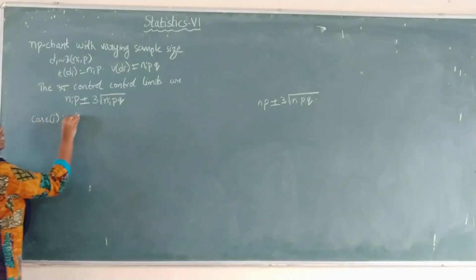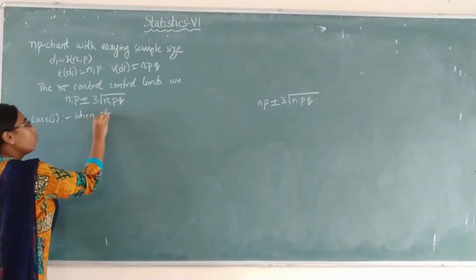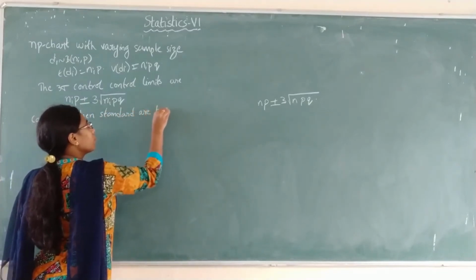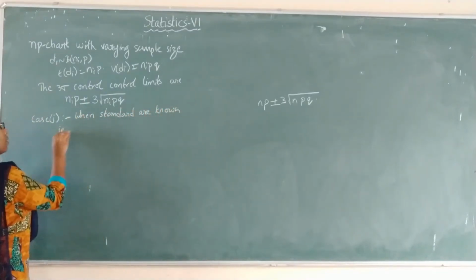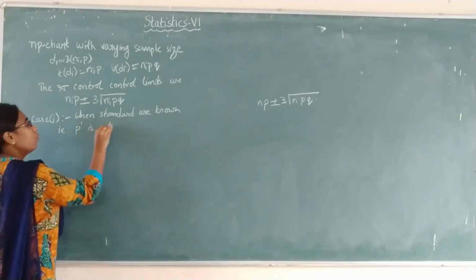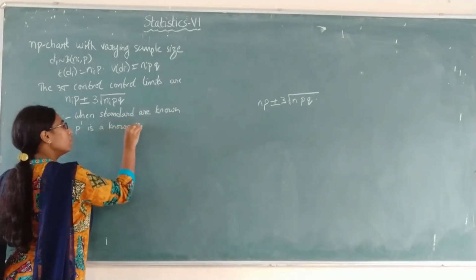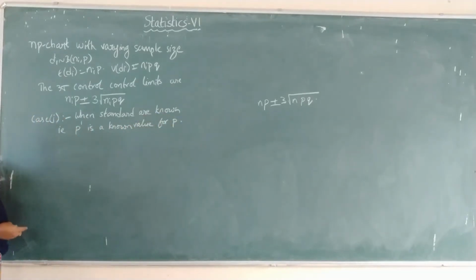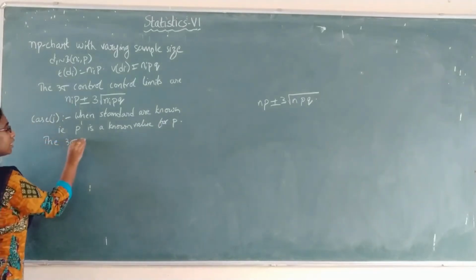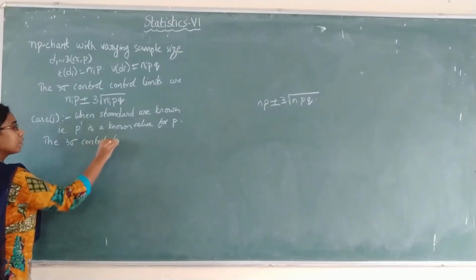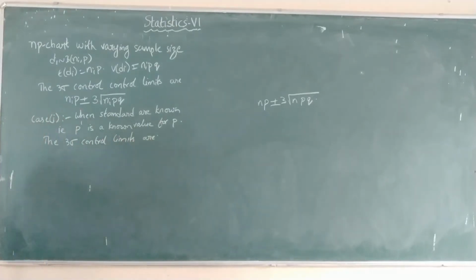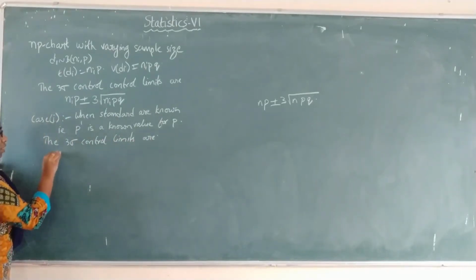Coming to the first case, when standards are known, that is P dash is a known value for P. Similarly, Q dash is a known value of Q. So coming to the 3 sigma control limits, therefore the 3 sigma control limits are for NP chart with varying sample sizes. So what are the 3 sigma control limits?